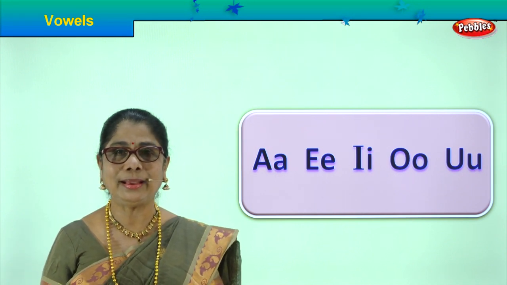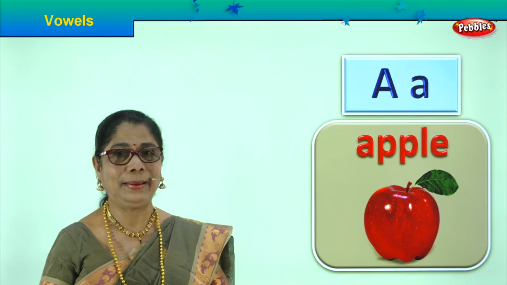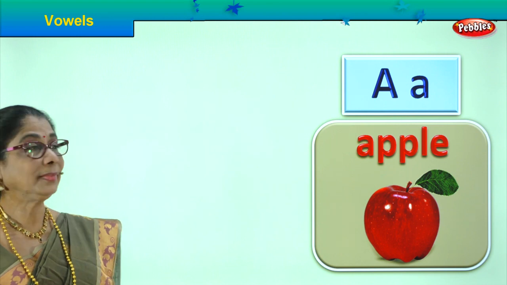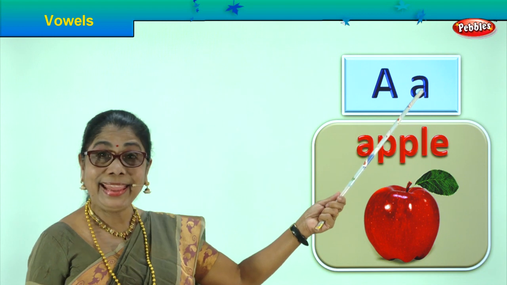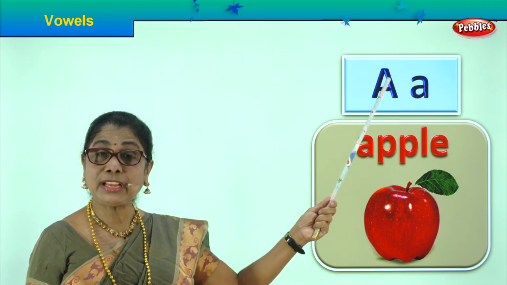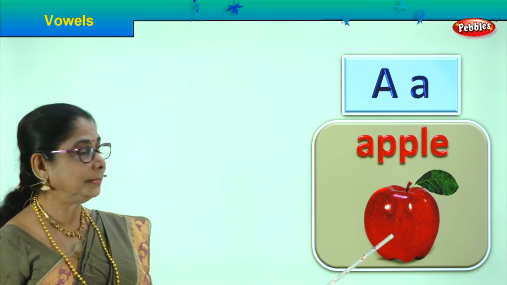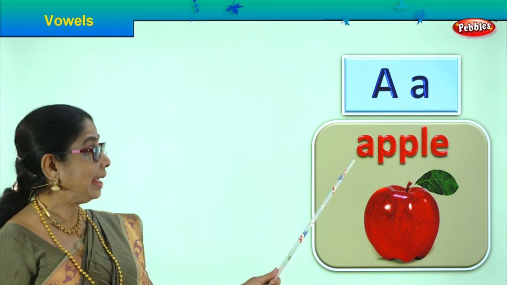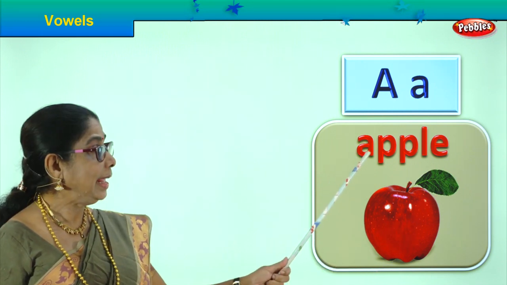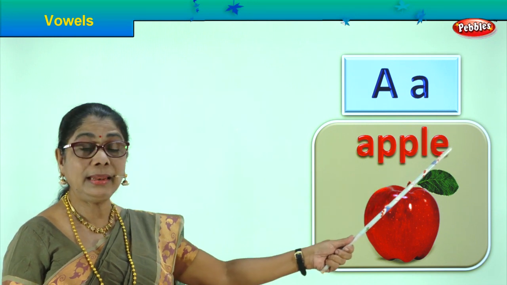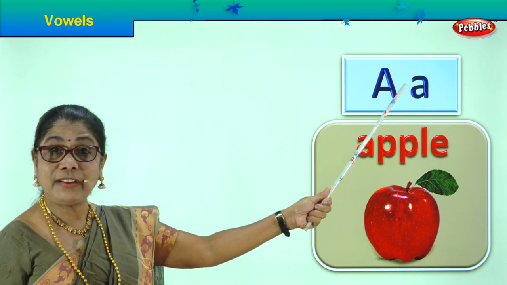Good. Here we are. Shall we look at our first vowel? A. The sound is A. Good. Capital letter A, small letter A. What's the sound of letter A? A. And what do we have here? Apple. A. Apple. Spell apple. A-P-P-L-E. Apple. What is the first vowel? A.